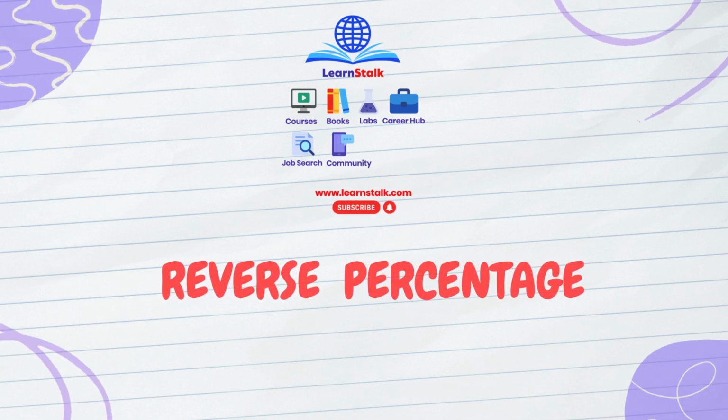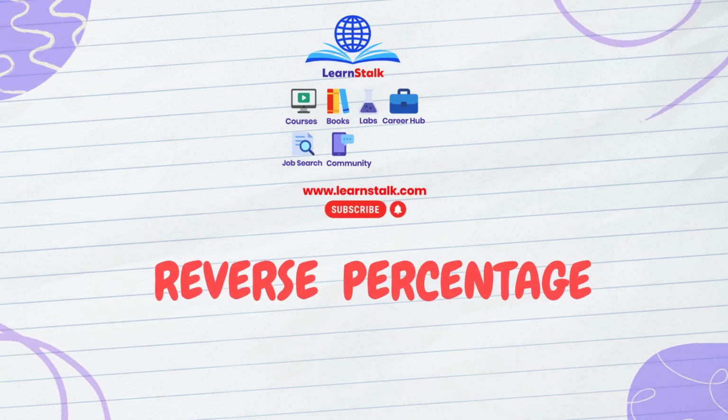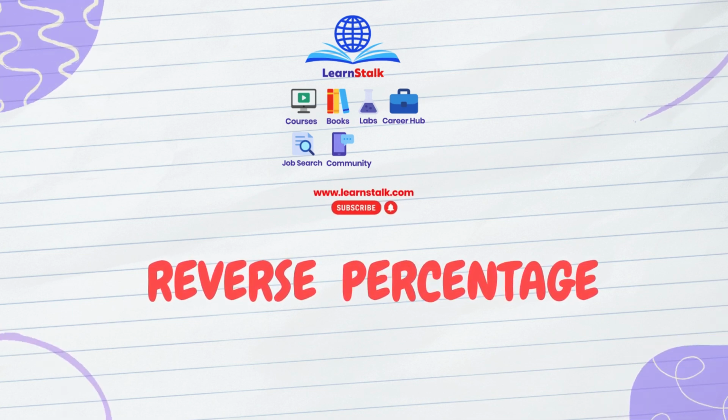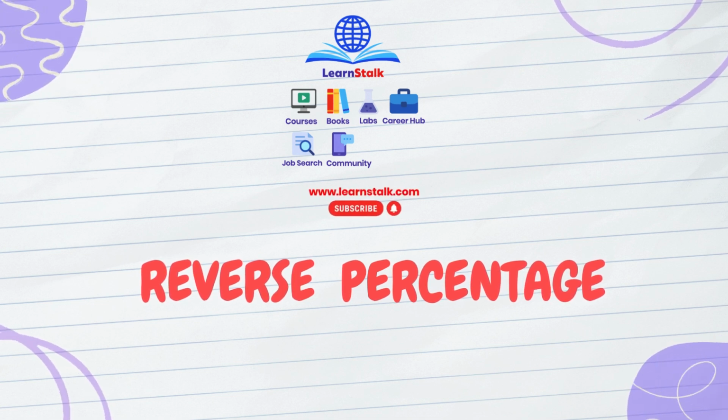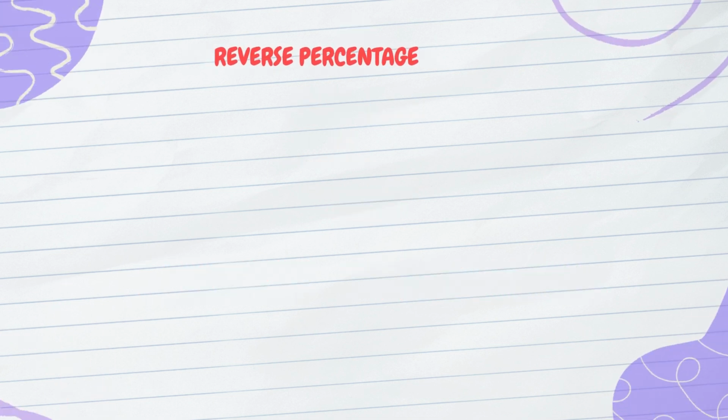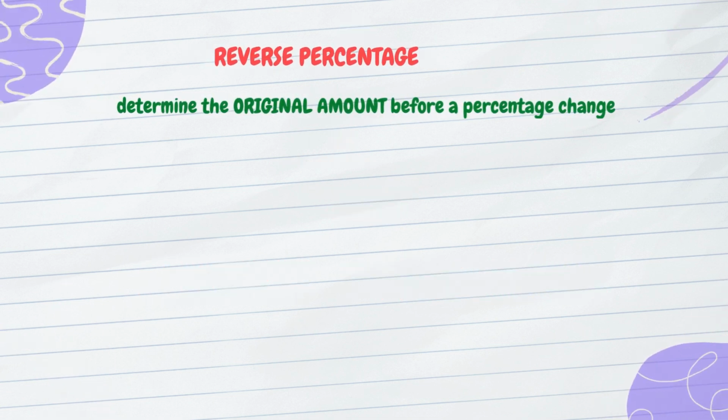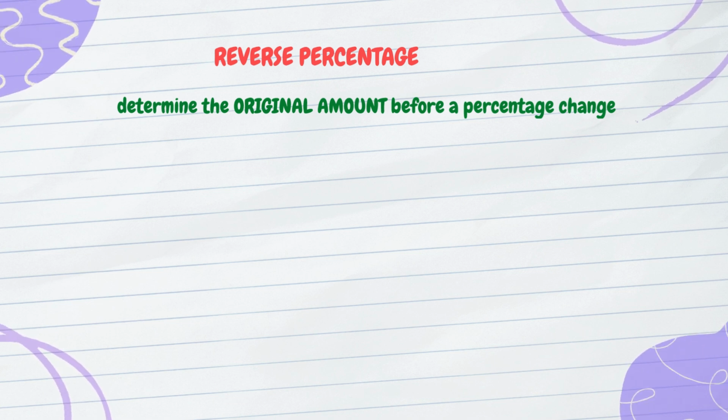Ever bought something on discount or seen prices increase and wondered what the original price was? That's where reverse percentage comes in, and it's simpler than you think. Reverse percentage is a technique used to determine the original amount before a percentage change.